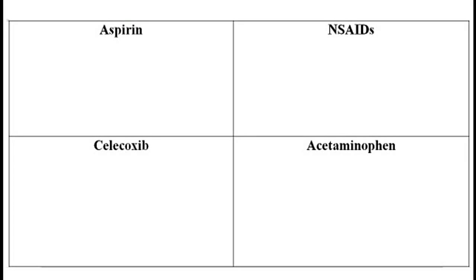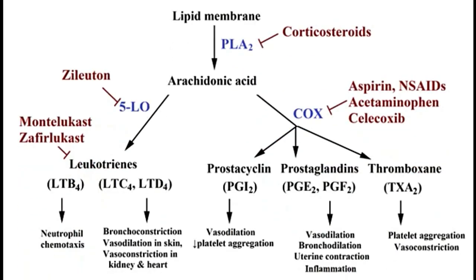In this video, I'm going to go over the mechanism of action as well as the clinical application of aspirin, non-steroidal anti-inflammatory drugs such as ibuprofen and naproxen, Celecoxib, as well as acetaminophen. Now, in order to understand the mechanism of action of these drugs, we will have to go through the pathway through which prostaglandins are being produced.